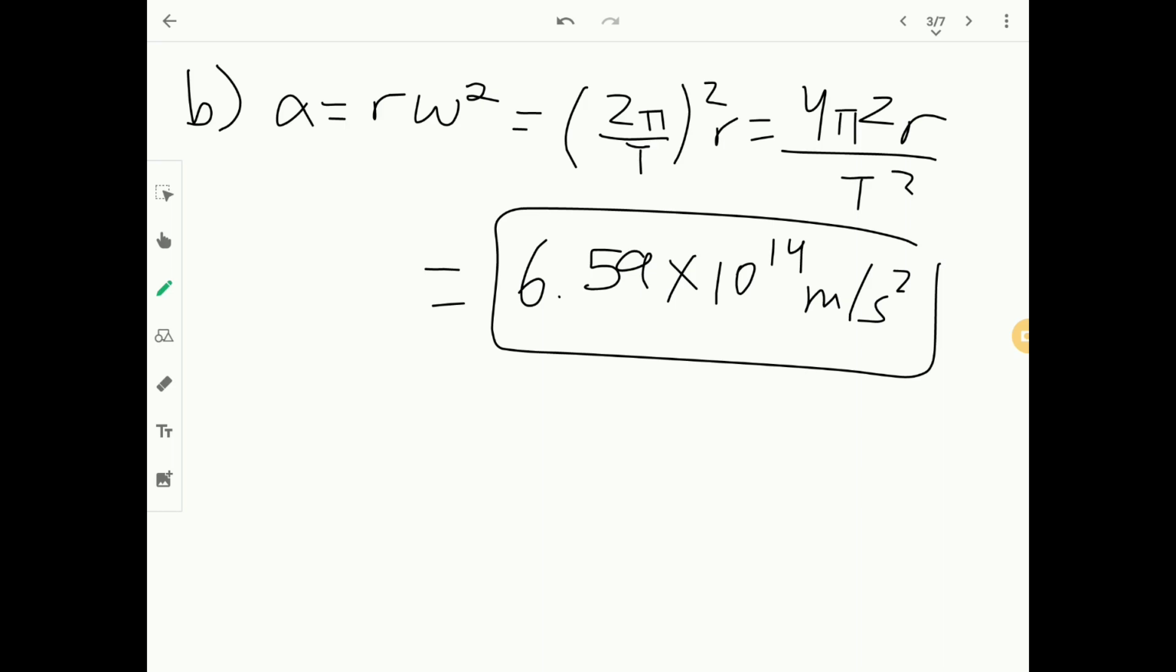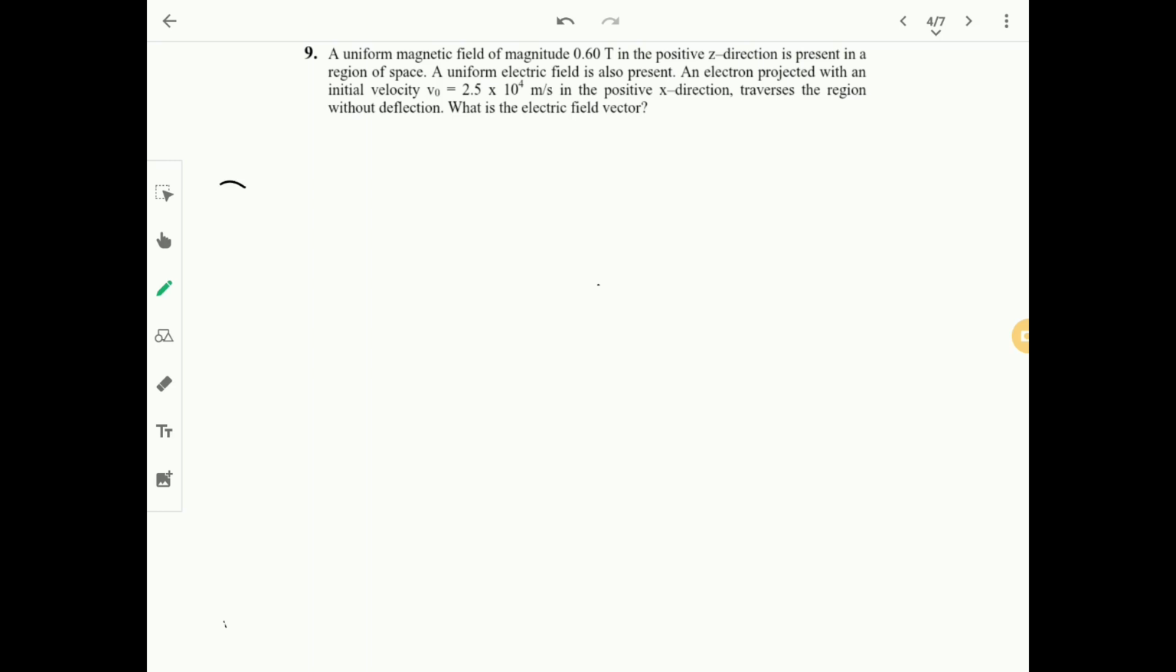Alright, let's move on to question 9. We have a uniform magnetic field of magnitude 0.6 Tesla in the positive z direction, which is present in a region of space. We have a uniform electric field as well. An electron projected with initial velocity v0 is in the positive x direction. It traverses the region with zero deflection. What is the electric field vector? So first thing we should know, electron is very light, gravity is negligible, so we don't need to care about the weight as a force.